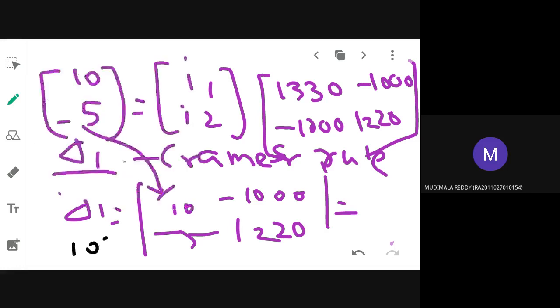This will be 10 into 1220 minus 5000. What is del 1? 7,200. All got 7,200. The rest also, whoever is not answering, I want to hear answers from everybody. Have you got this answer? Dhruv, Sandeep Reddy, Pitush, got the answer? 7,200?